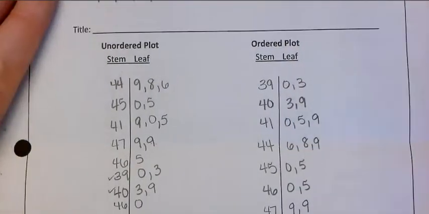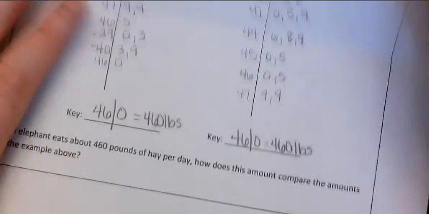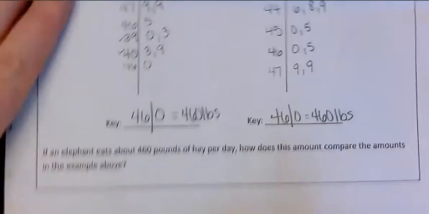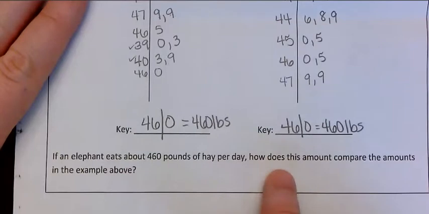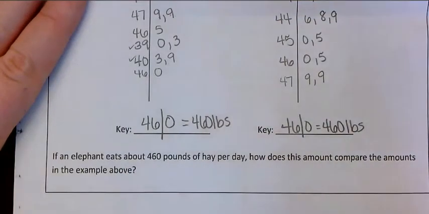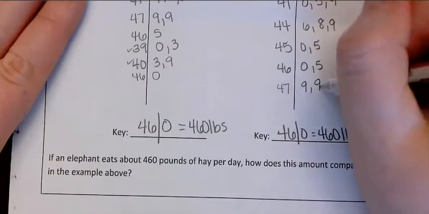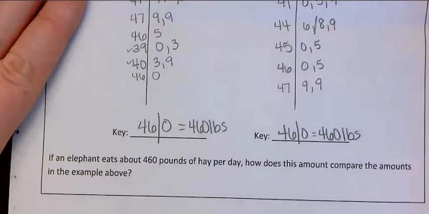Make sure that you have your title written above each stem leaf plot. Now looking at this information, if an elephant eats about 460 pounds of hay, which is in this lower part, how does this amount compare to the amounts of the example above? So 460 is on the lower half of the information, so you got 1, 2, 3, 4, 5, 6, 7, 8. So the median is here.